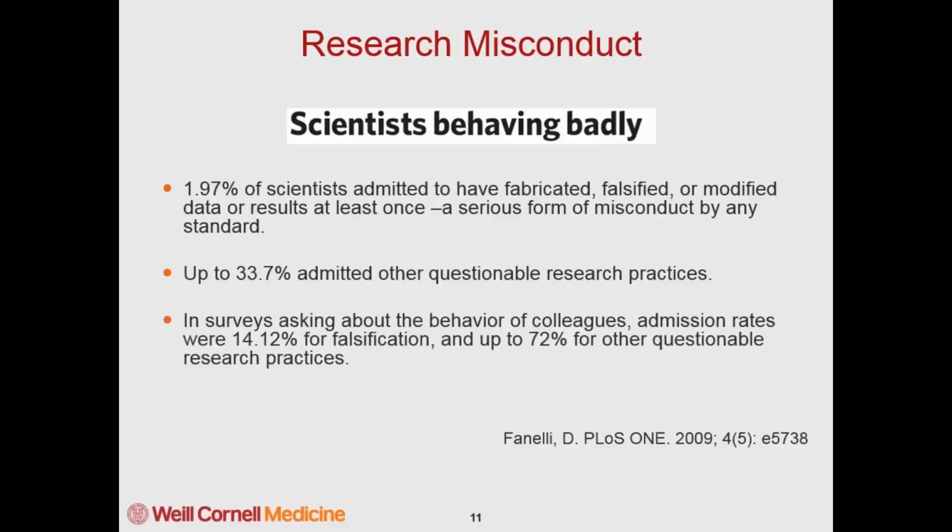Something that is particularly interesting: these surveys ask both about one's own behavior, do you do these things, and about colleagues' behavior. Do you think that your colleagues do these things? When they were asked about colleagues, the admission rates were over 14% for falsification, as opposed to the 2% that people self-report. And the same with the 33% who admit to questionable practices, as opposed to the 72% who think that others are committing them. So how can we explain this difference in the data?